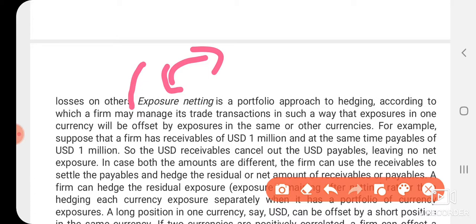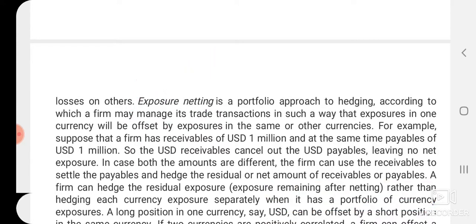Here the main objective of exposure netting is nothing but reducing a company's exposure to exchange rate risk. In order to understand this exposure netting portfolio approach, we can see the following example, so that you will understand it a bit more.